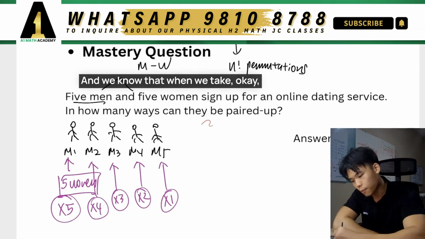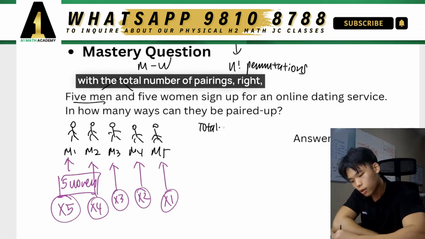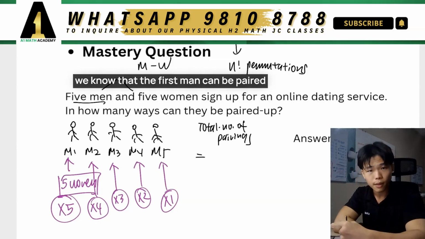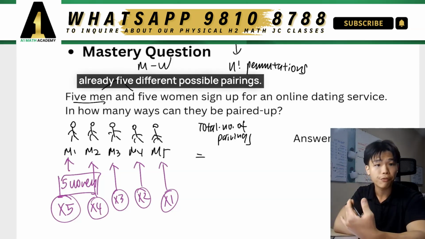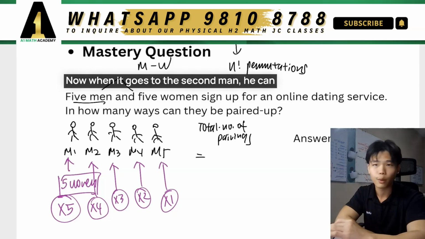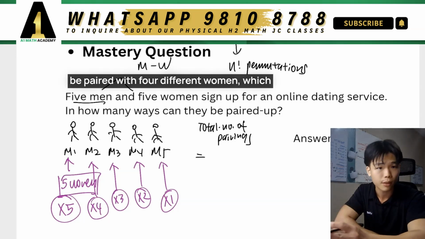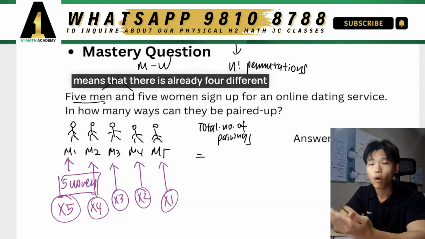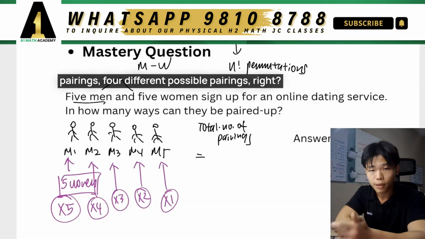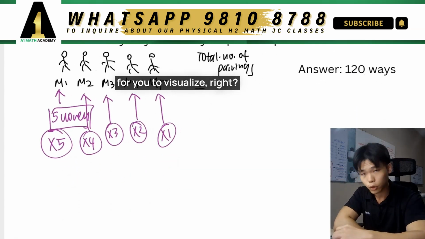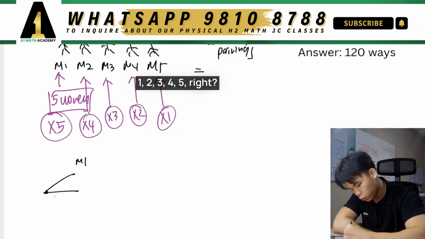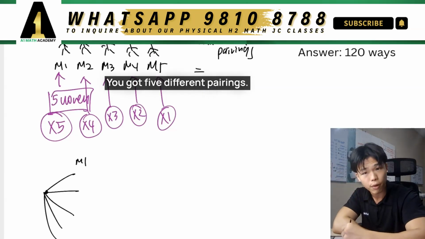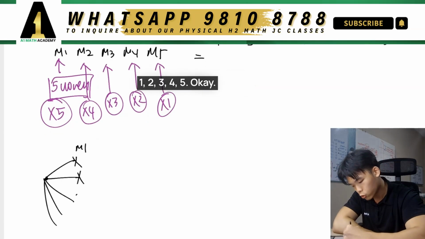And we know that when we take the total number of pairings, right? We know that the first man can be paired with 5 different possible women, right? So from the first man, there are already 5 different possible pairings. Now, when it goes to the second man, he can be paired with 4 different women, which means that there are already 4 different possible pairings. Right? So if I could just draw this out for you to visualize, right? Let's say this is man 1, right? Man 1 over here, 1, 2, 3, 4, 5, right? You got 5 different pairings, right? 1, 2, 3, 4, 5.